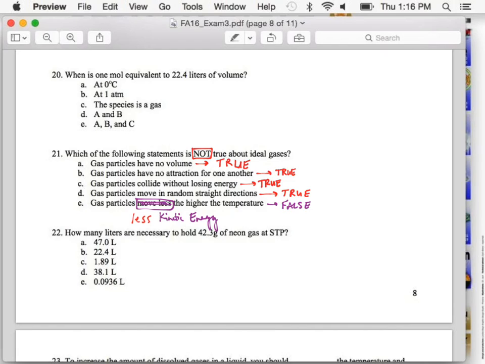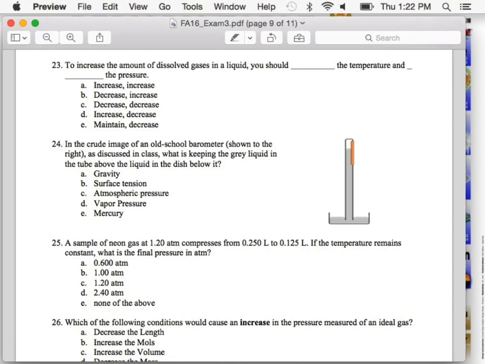What? 23. To increase the amount of dissolved gases in a liquid, so what am I doing? I'm taking a gas and I'm making it a liquid. Am I answering the wrong one? No, that's right. Gas, turning it into a liquid. I should blank the temperature and blank the pressure. How do I get a gas to turn into a liquid?